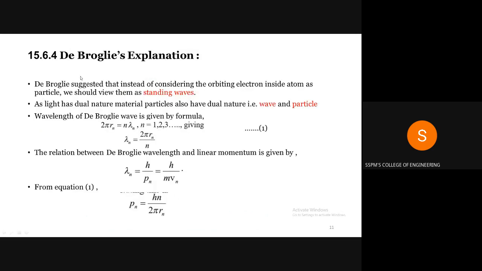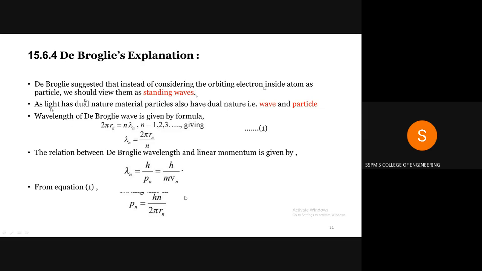Then after that, they put forward the concept of matter waves that we have already discussed. They suggested that instead of considering the orbiting electron inside the atom as a particle, we should view it as a standing wave. The concept of matter waves was given by de Broglie. As light has dual nature, material particles also should have dual nature, that is, wave and particle. That is the concept we have explained as dual nature of radiation and matter.